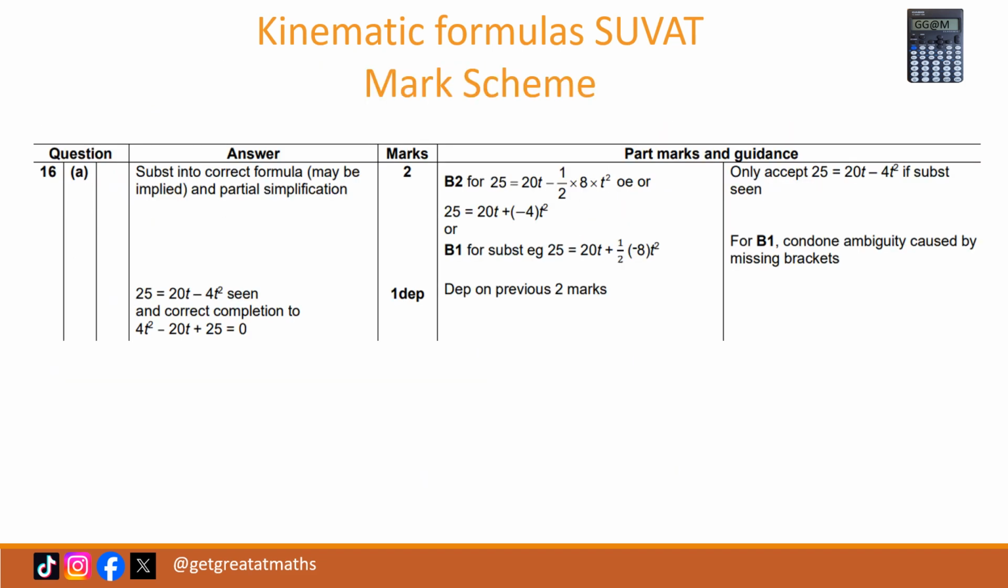Now the mark scheme on this question shows me there are 2 marks and then 1 mark which is dependent on what you got previously. B2 are 2 method marks, B1 is 1 method mark, and OE means or equivalent.